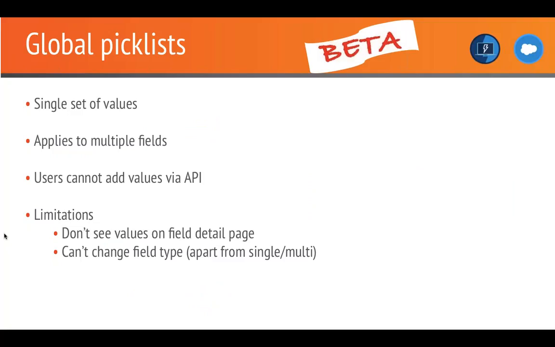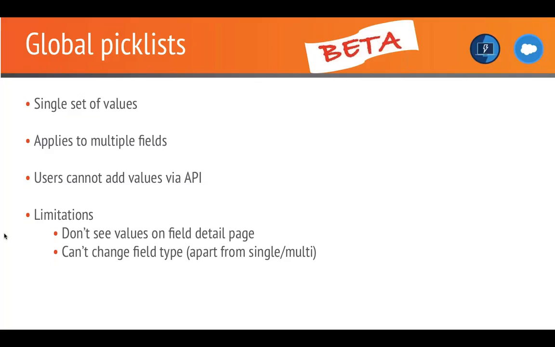Global pick lists are now in beta. So a global pick list allows you to specify a single set of values that are used across multiple pick list fields. So a very common use case for this would be something like a field on lead and opportunity that must have identical available options, but you have to define those in two separate places. So you can effectively say these are the options that apply to this field on opportunity and this field on lead. And if I change those, both of those fields reflect that.